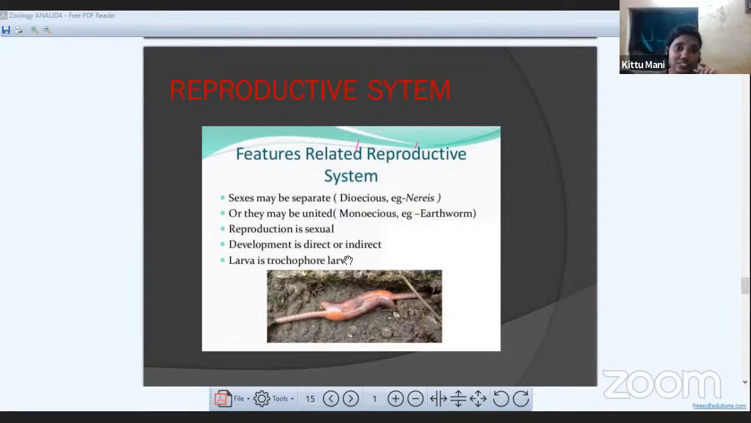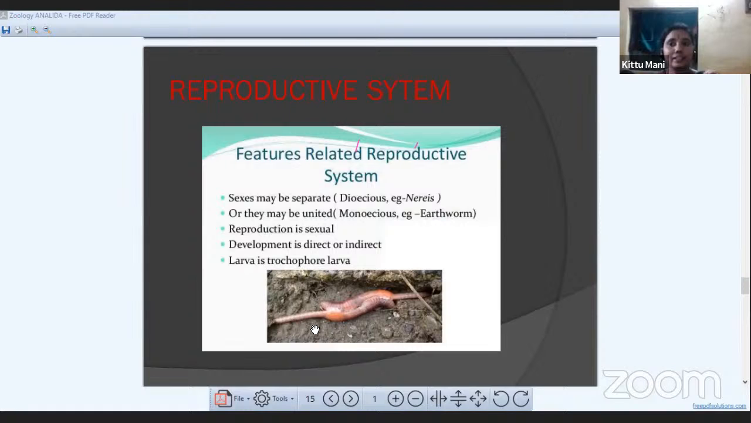Okay, the development is direct or indirect. Why are we using these words, direct and indirect? What is the meaning of these? Direct development means the mother organism directly produces adult organisms without any larval forms in the middle. This type of development is called direct development. And indirect development means what, students? Here we observe some larval forms in the life history. This type of development is called indirect development. Here the larva is the trochophore larva. Which larva? The trochophore larva we observe in annelid organisms.